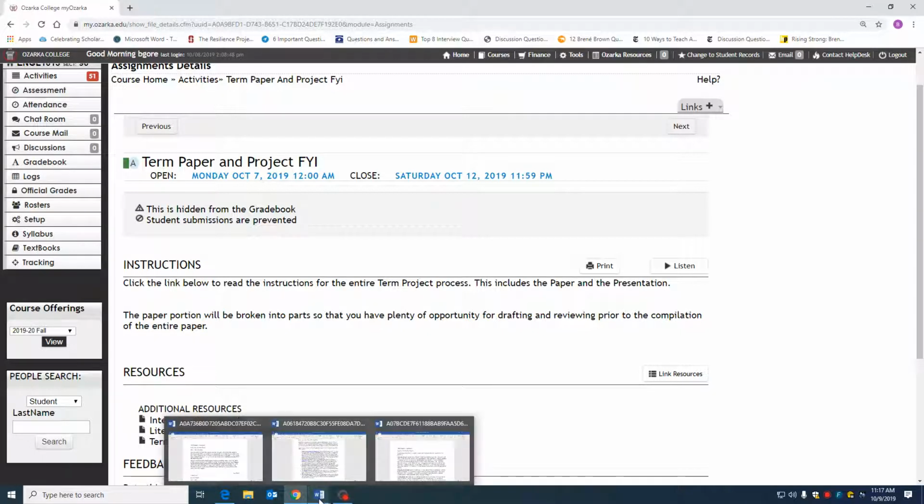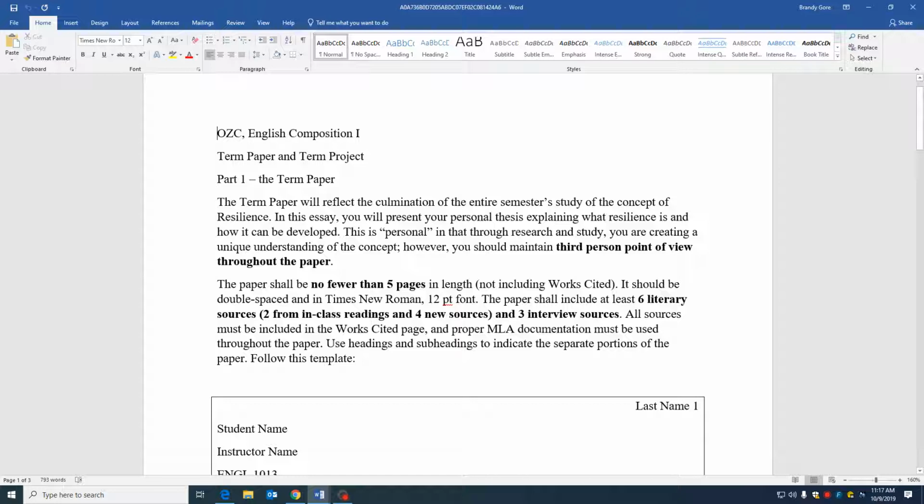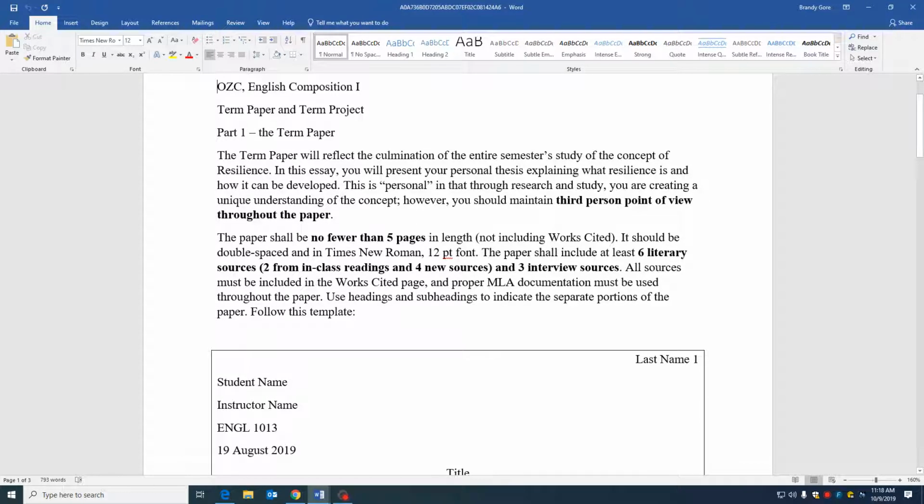So I want to go over the actual term paper project with you. So the first part of this is the actual term paper. This is going to include a literature review and a portion on the interviews that you're going to conduct. So your first focus will be the literature review, and I am asking you to have 6 different sources. You can do 2 from in-class readings and then 4 new sources.